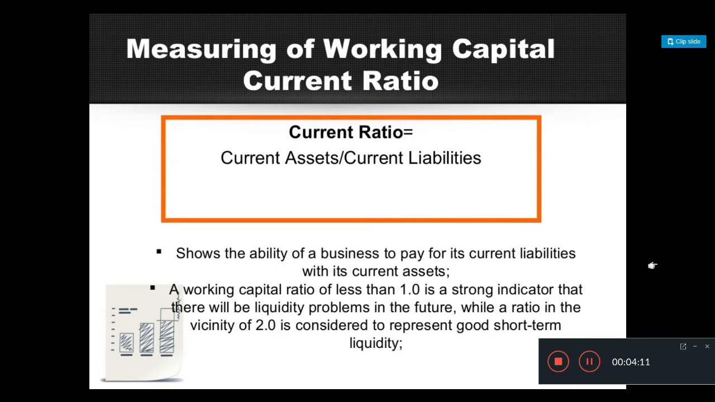Measuring working capital: the current ratio. The current ratio is equal to current assets divided by current liabilities. It shows the ability of a business to pay for its current liabilities with its current assets. A working capital ratio of less than 1.0 is a strong indicator that there will be a liquidity problem in the future, while a ratio in the vicinity of 2.0 is considered to represent good short-term liquidity. Most of the problems and the formula we have covered in Unit 3.